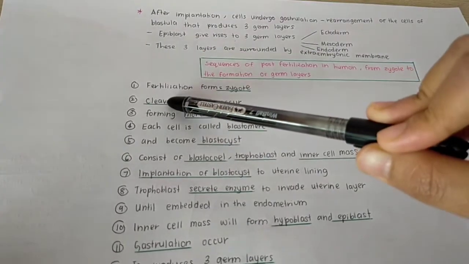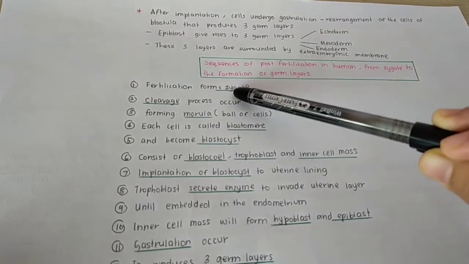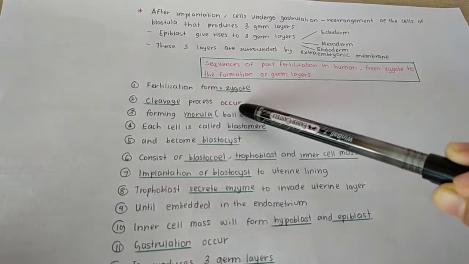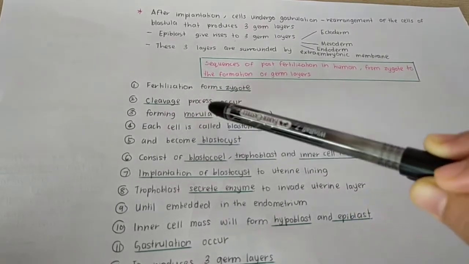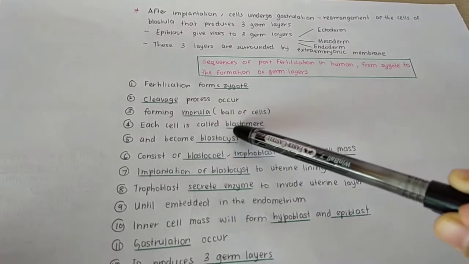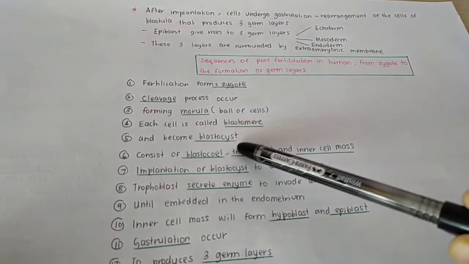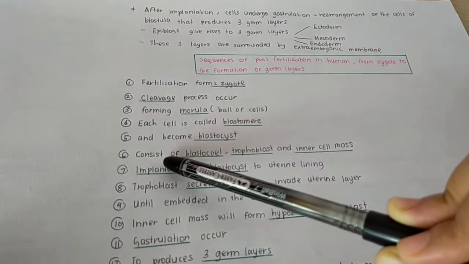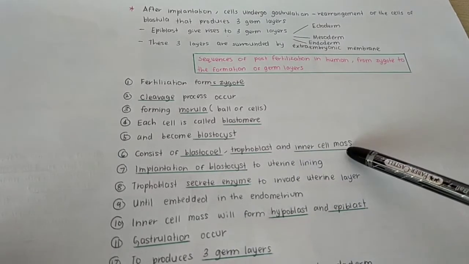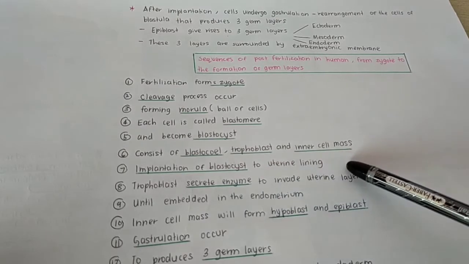The first step: fertilization will form the zygote. Once the zygote is produced, the cleavage process will occur, forming the morula. The morula is a ball of cells, and each cell is called a blastomere. From the morula it will become the blastocyst. The blastocyst consists of blastocele, trophoblast and inner cell mass. Then comes the implantation of the blastocyst to the uterine lining.